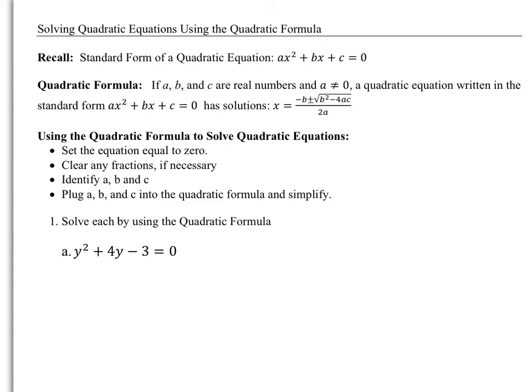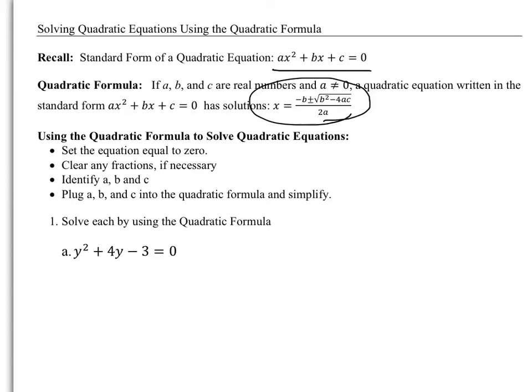This section is solving quadratic equations using the quadratic formula. So recall that the standard quadratic equation is ax squared plus bx plus c is equal to 0. When you do the quadratic formula, a, b, and c are real numbers. A is not equal to 0. A quadratic equation written in standard form has these solutions. X is equal to negative b plus or minus the square root of b squared minus 4ac all over 2a.